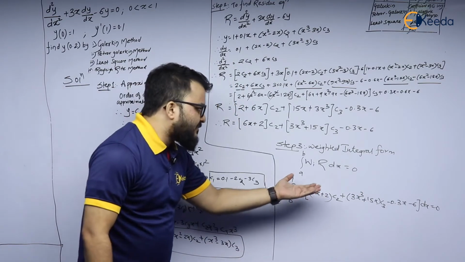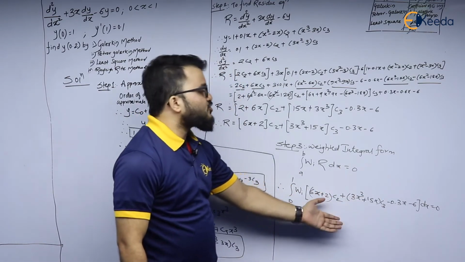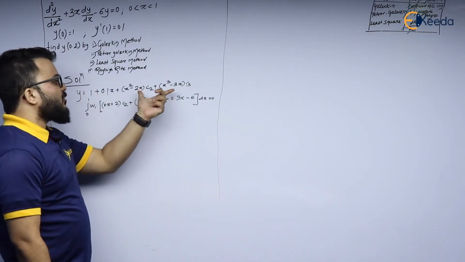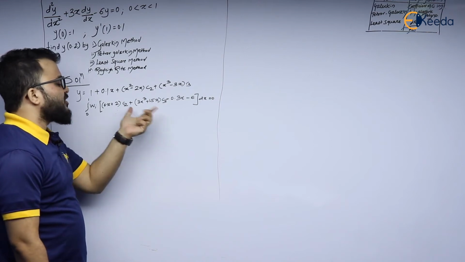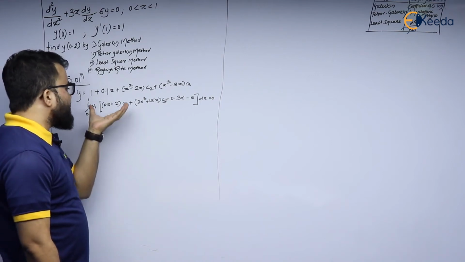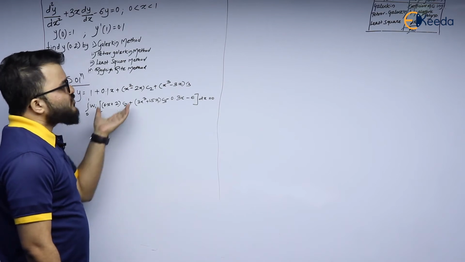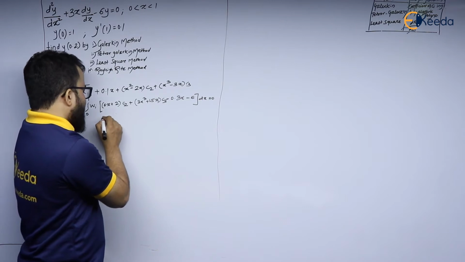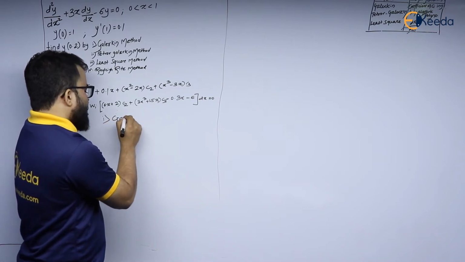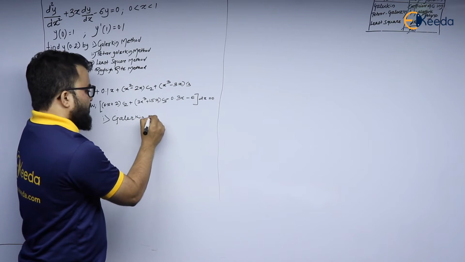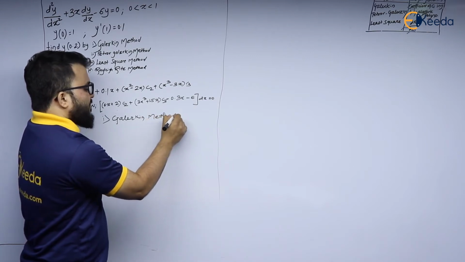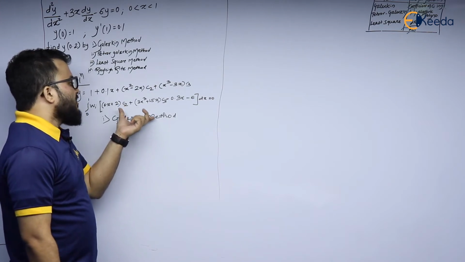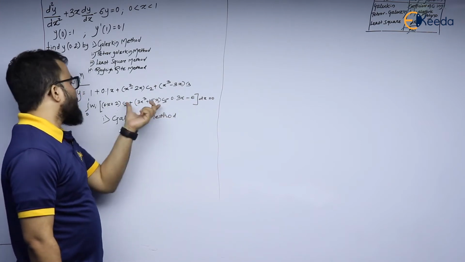Now we will use this weighted integral form equation for solving these methods. From step number 1 I got the approximate polynomial equation, and from step number 3 we got the weighted integral form. So now we will use these two pieces of information. First we will start with method number 1, the Galerkin method. What is the Galerkin method? We will use this weighted integral form for solving it. I already have the equation of r; we just have to find wi.